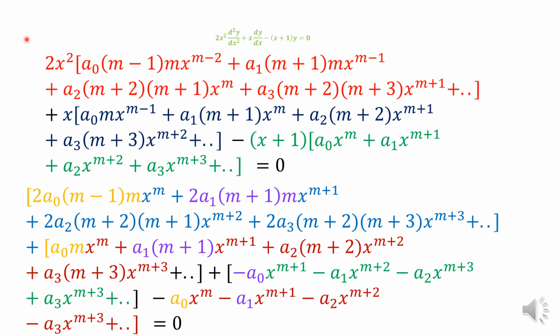Now, this 2x square we can take inside the bracket. What will be left? It will be 2a naught (m minus 1) m, and since x to the power m minus 2 is there, x square goes inside and it will be x to the power m, right?